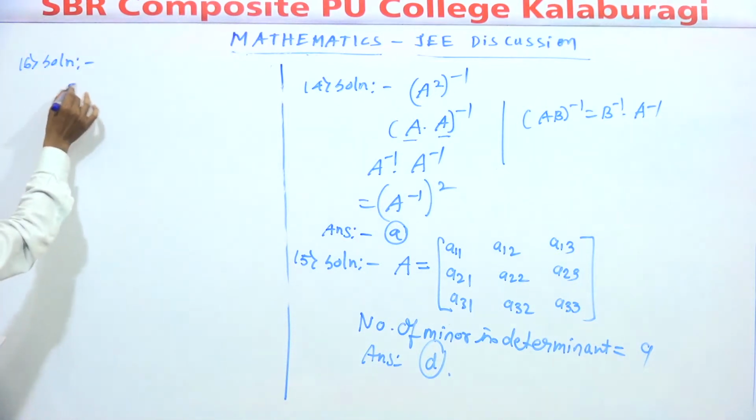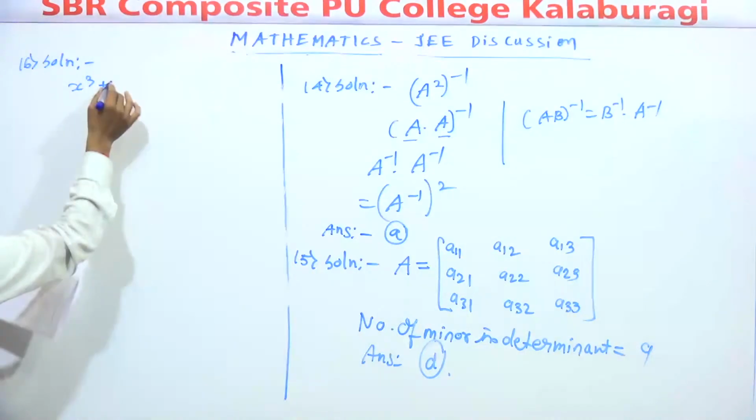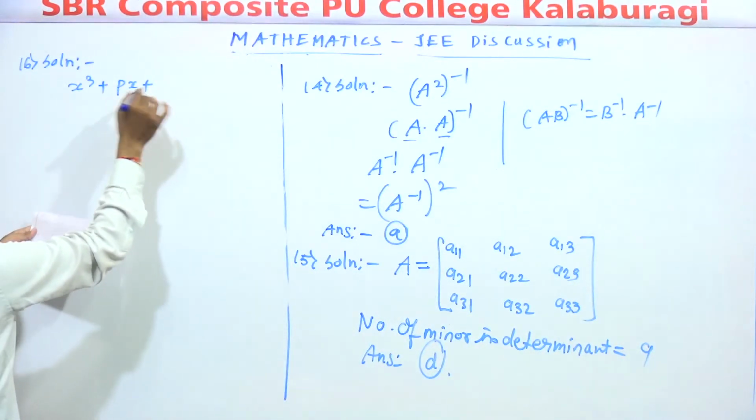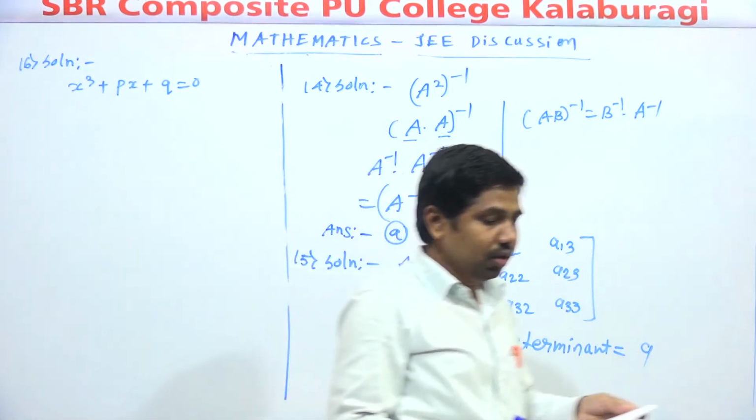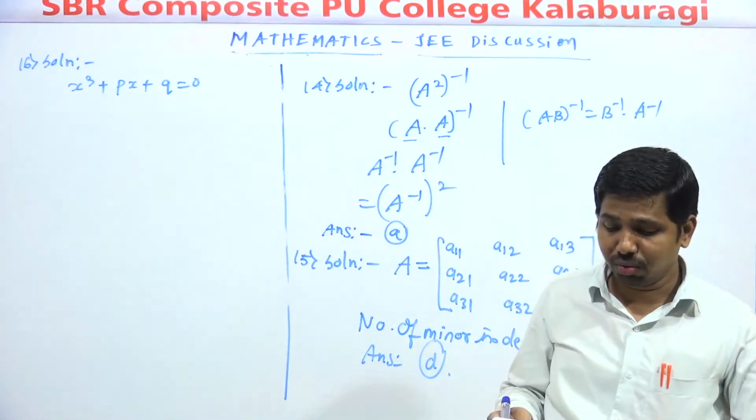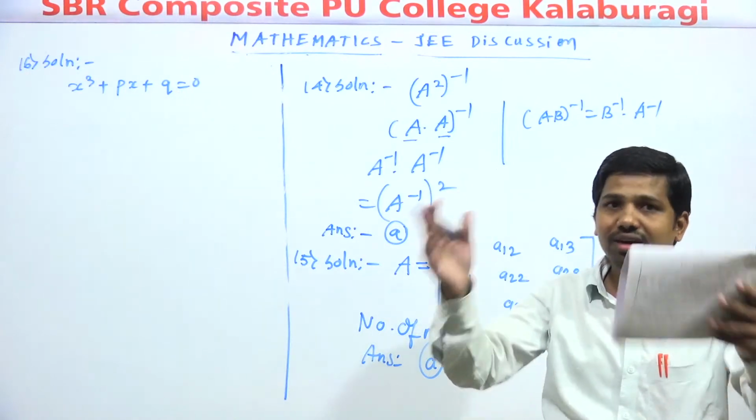x cube plus px plus q is equal to 0. Alpha, beta, gamma are the roots of the cubic equation. Then what is the value of that determinant?